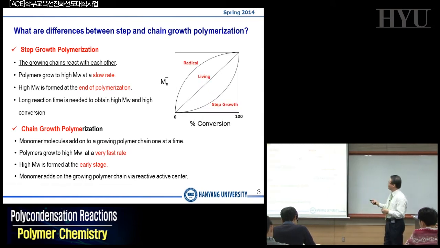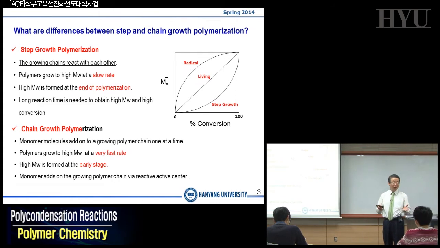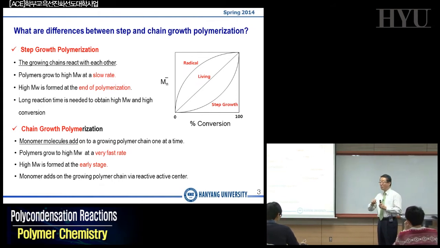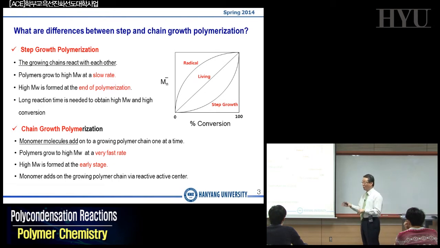So if you can draw the molecular weight versus the conversion, okay, conversion is what? The yield. Okay? If the percent conversion is 0, that means that you do not have any reaction, you only have monomers. If the conversion is 100%, it means that 100% of your monomer is converted to polymer. So your molecular weight is increasing as you increase your conversion.